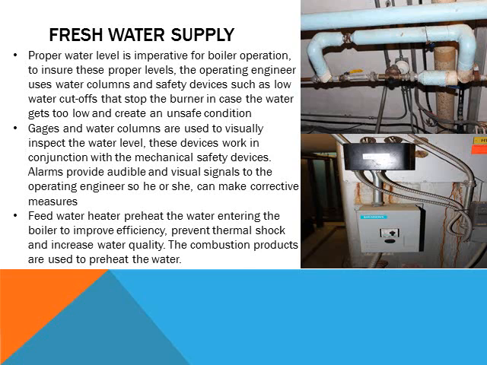Gauges and water columns are used to visually inspect the water level. These devices work in conjunction with the mechanical safety devices. Alarms provide audible and visual signals to the operating engineer so he or she can make corrective measures. Feedwater heater preheats the water entering the boiler to improve efficiency, prevent thermal shock, and increase water quality. The combustion products are used to preheat the water.